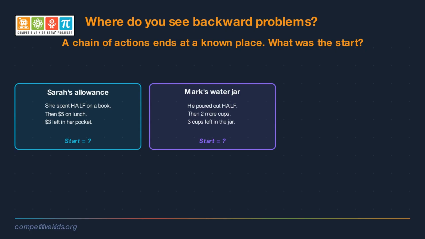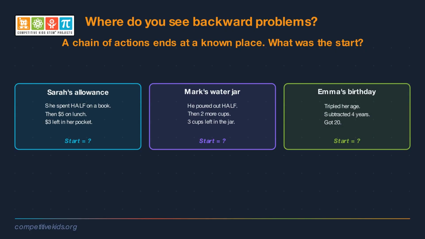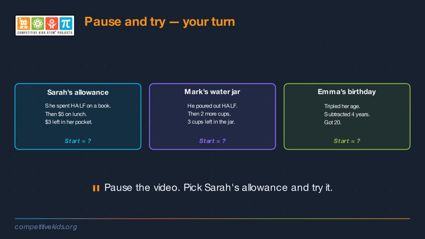Or this. Emma tripled her age, then she subtracted 4 years. The result was 20. What was Emma's age before? All 3 problems share the same shape: a chain of steps, a known final state, and the unknown is the start.